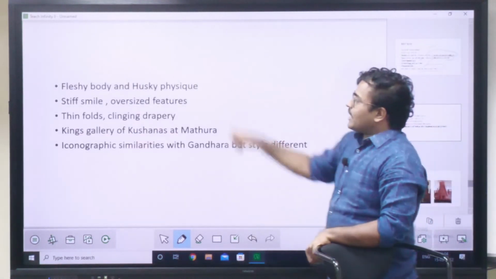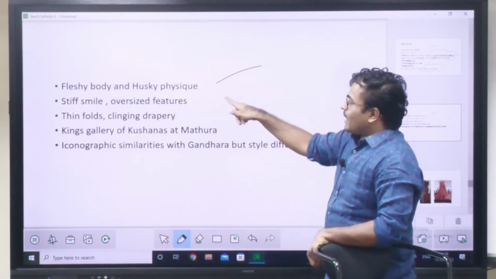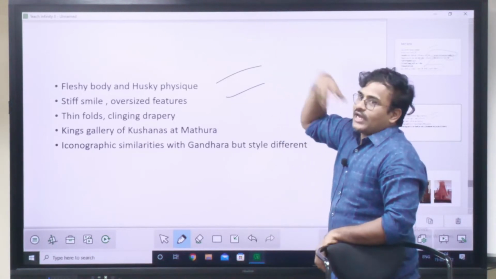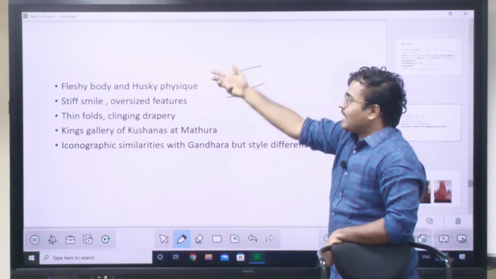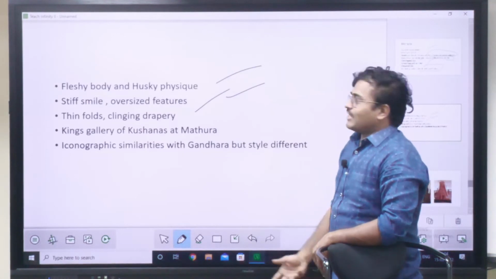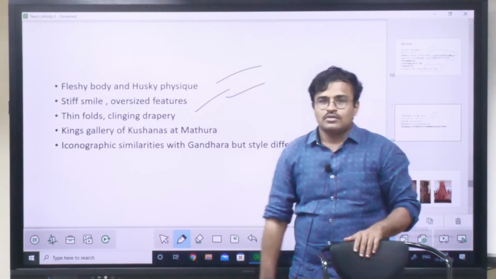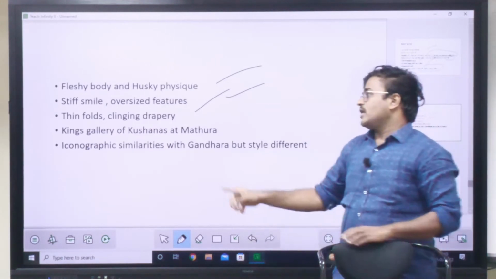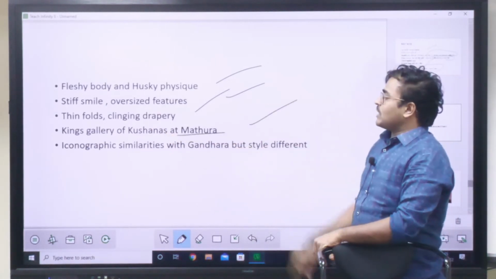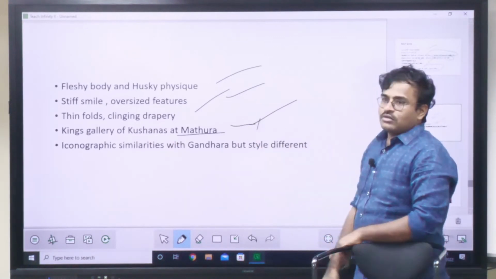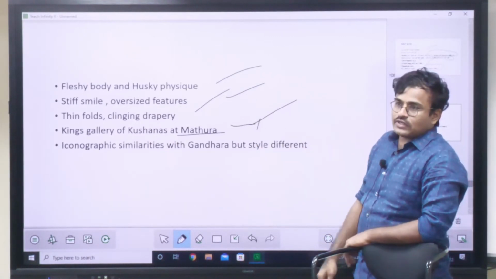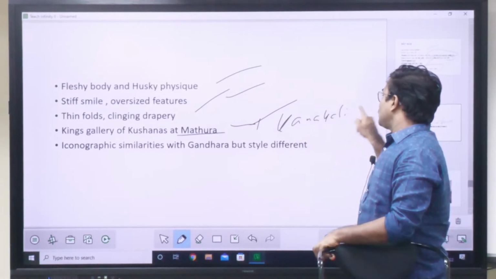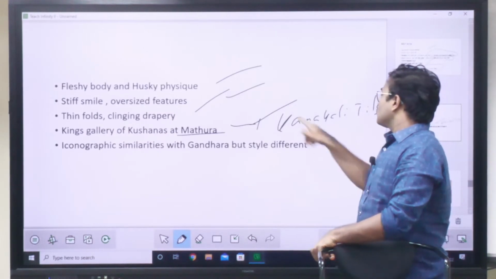Fleshy body and husky physique, very stiff smile and oversized features. The attire is also suitable to our climatic conditions, which is clinging drapery and thin folds. It means the very thin variety of cotton cloth we usually wear. Then the King's Gallery of the Kushanas at Mathura. Kanakali Tila, you remember? The temple of the Kushana kings. I talked about it. It is present at a place called Kanakali Tila.